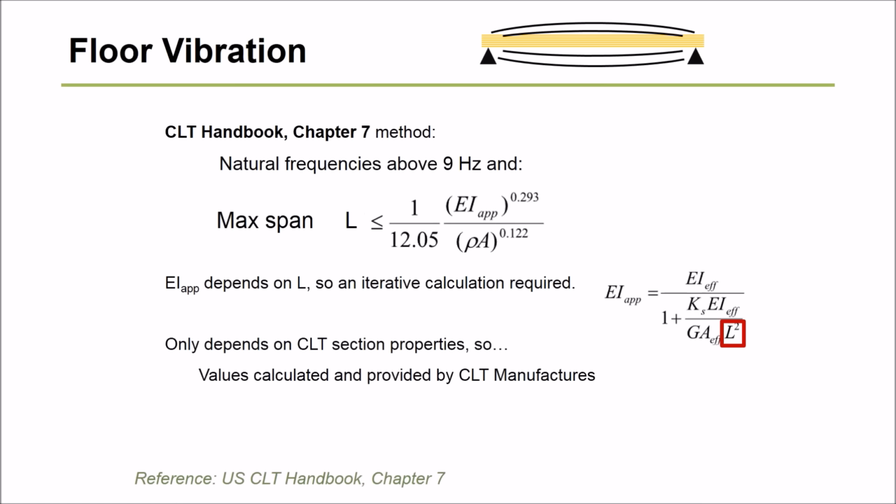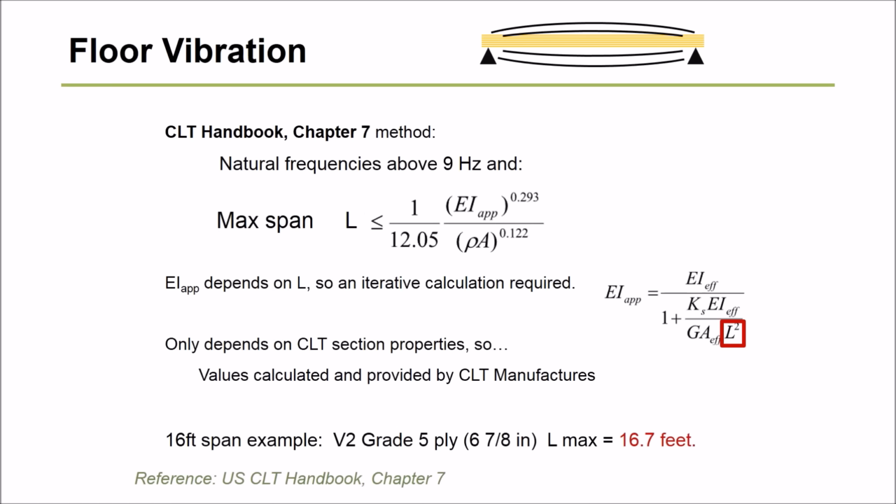So given a section of CLT, the manufacturers can go through this calculation and say, this is the maximum span recommended by the CLT handbook for acceptable or reasonable floor vibration behavior. It's somewhat of a simple approach, but it can be done for the section and isn't particularly dependent upon the project design particulars.